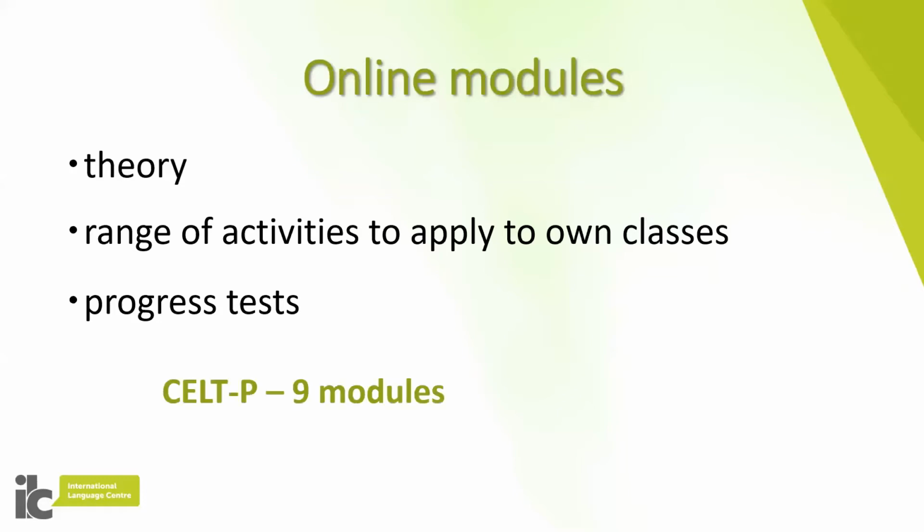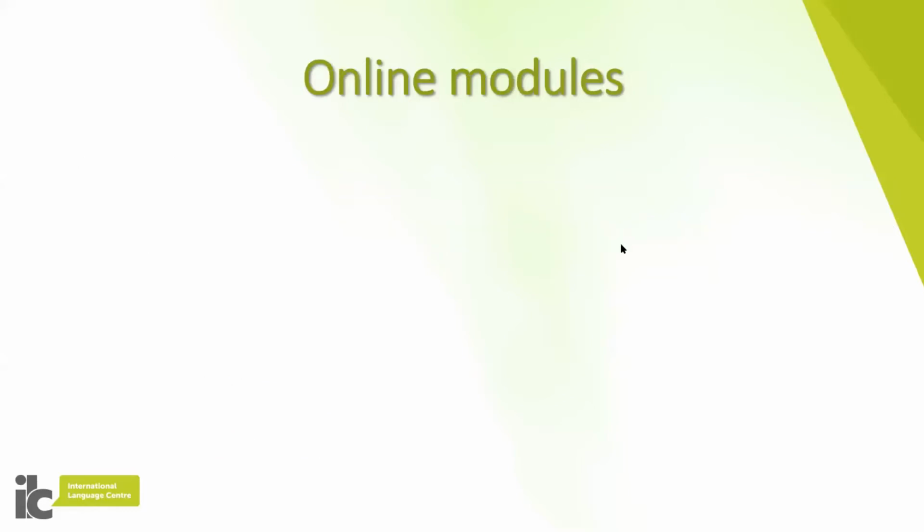And as I told you, in CELT-P, we have 9 modules. So correspondingly 9 sections in which you have theory, activities, and tests. And in CELT-S, you have 8 modules. Well, let's continue talking about online modules. What do we have in them and how do they look?